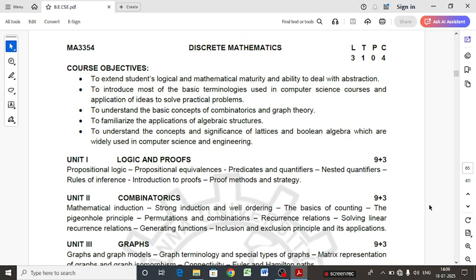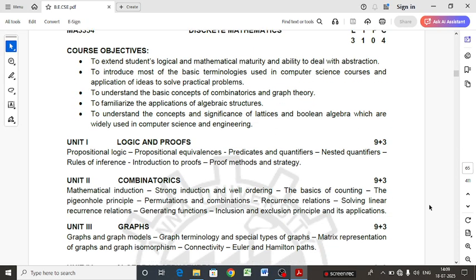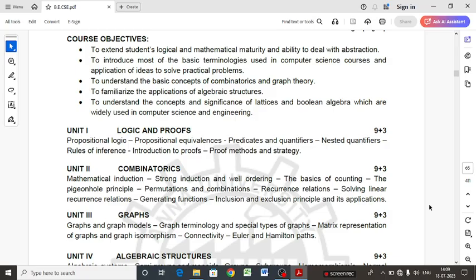Now let's move on to unit number 2, combinatorics. In this unit we have 6 topics. First topic is mathematical induction. Second one, pigeonhole principle. Third one, permutation and combination. Fourth one, recurrence relation. Then generating functions, and finally inclusion and exclusion principle.